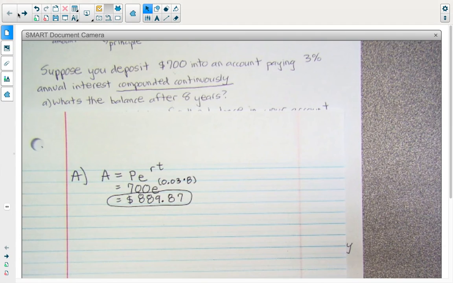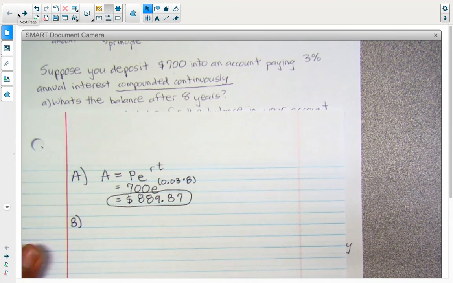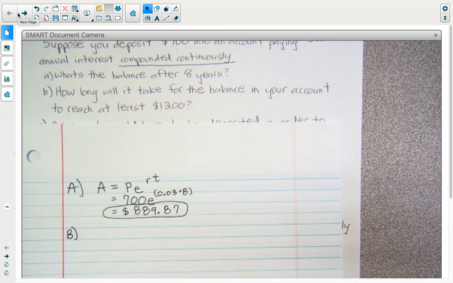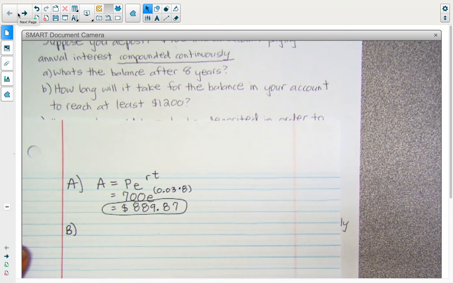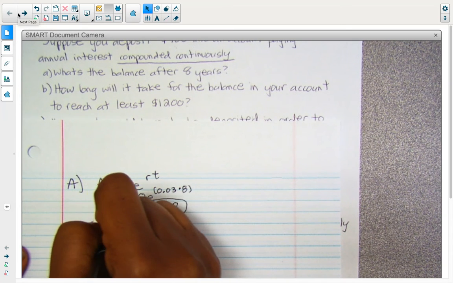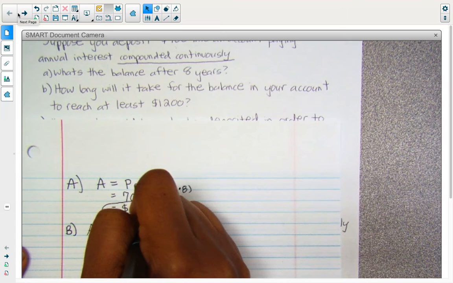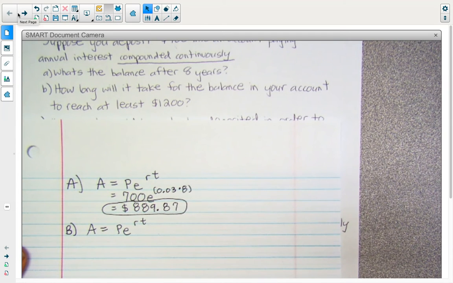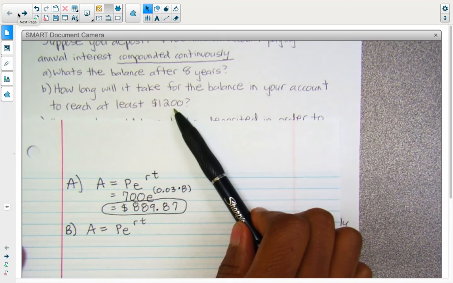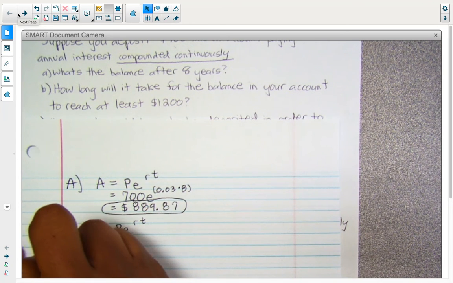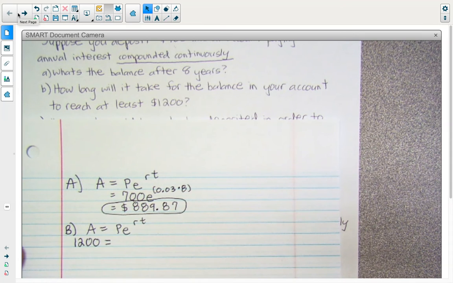All right, part B. Part B says, how long will it take for the balance in your account to reach at least $1,200? Again, I always like to start by writing down your formula so that you can see first what formula you're working with. Make sure you have that written down, and then you can make sure you put the numbers in the correct spot. How long will it take for the balance in your account to reach at least $1,200? This is our outcome. This is going to actually be our A. This is what we're working with. So $1,200 goes in for A. Our initial amount, we're still starting with $700.